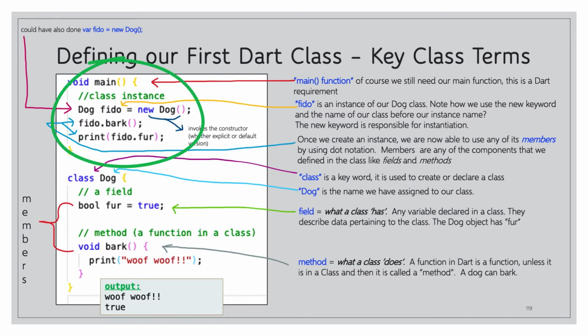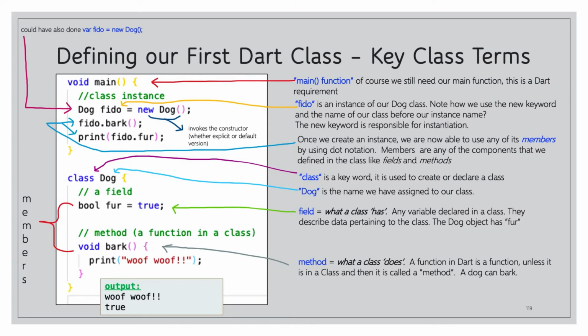So up here in our main function, of course we still need that. That's a requirement of the Dart programming language. Fido now becomes an instance of our Dog class. Note how we use the new keyword and the name of our class before our instance name. So where you would expect to see String or int, now we use Dog, the actual name of the class. The new keyword is responsible for what we call instantiation. When we do new Dog, Fido is an instance of the Dog class. This invokes a constructor, whether it's explicit or default.